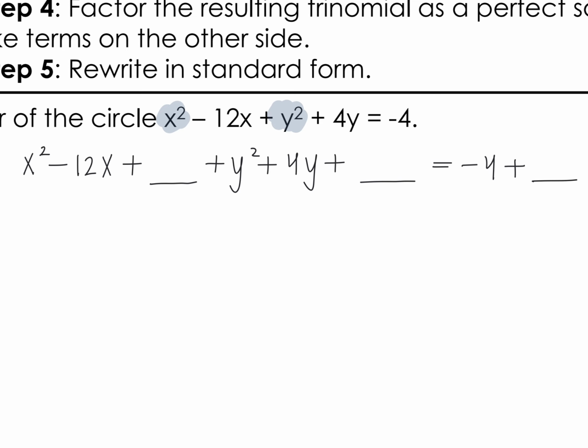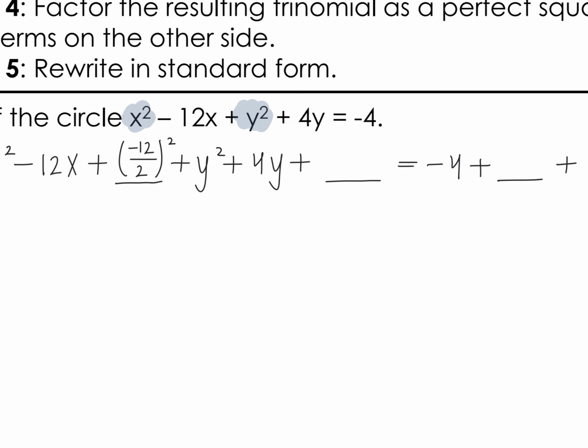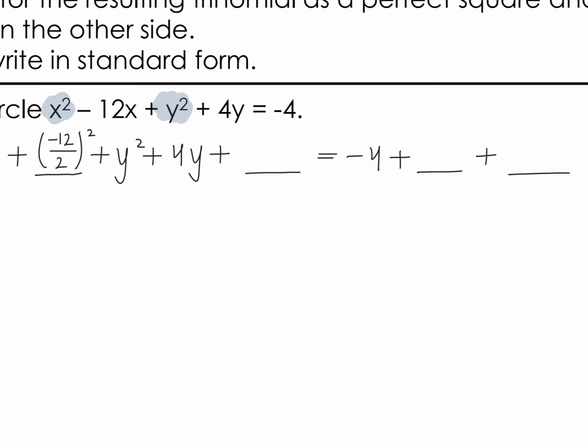All right, so to do this, like they said, you're going to take half of the coefficient for your x. So I'm going to take that negative 12 and divide by 2, and then I need to square it. Okay, and if you do it to one side, you should be doing it to the other to keep your equation equal.